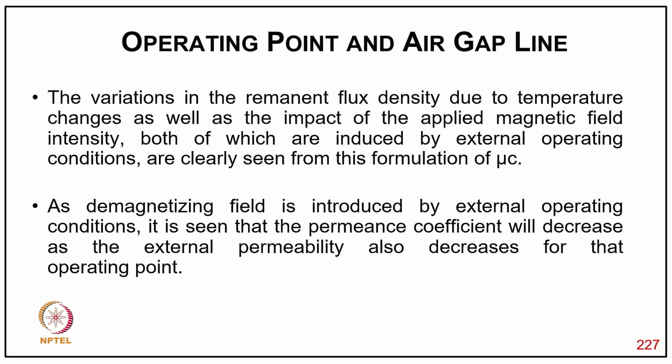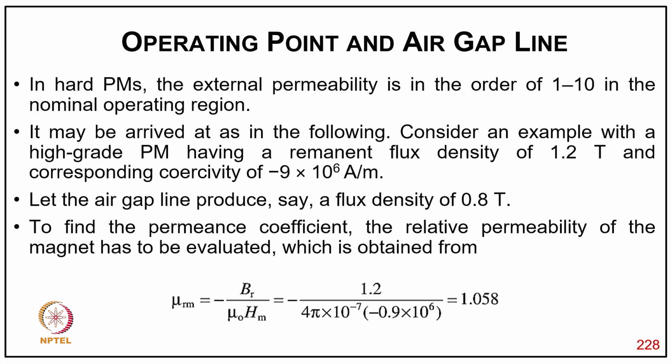So, the variation in the remnant flux density due to temperature changes, as well as the impact of the applied magnetic field intensity, both of which are induced by the external operating conditions, are clearly seen in this formulation of mu c. As the demagnetizing field is introduced by the external operating condition, the permeance coefficient will decrease as the external permeability also decreases from that operating point. In hard permanent magnets, the external permeability is in the order of 1 to 10 in the normal operating region, and it may be derived as in the following case.